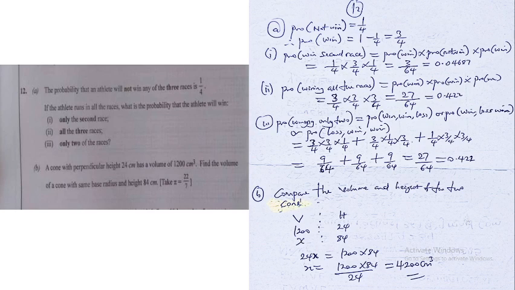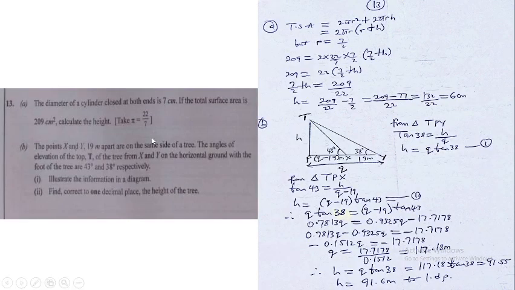Right now we are about to solve the last question, which is question number 13 for the WAEC 2022 general mathematics. Quickly, let's jump onto it. The question is on solid shapes, which is a cylinder, and we are also having elevation and depression for question number 13. Question number 13 says that the diameter of a cylinder closed at both ends is 7 centimeters. If the total surface area is 109 centimeter square, calculate the height, taking pi to be 22/7.